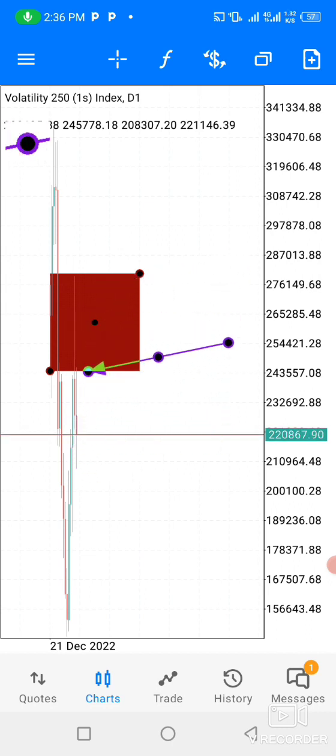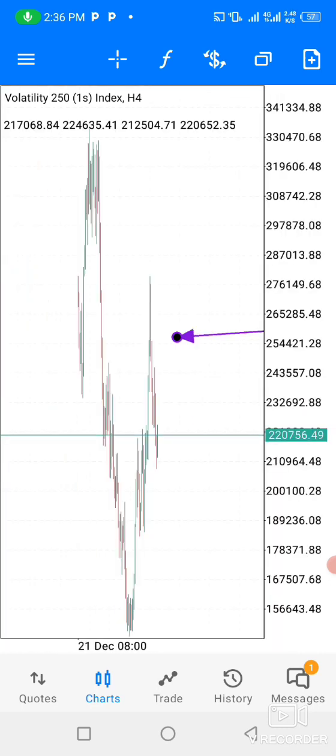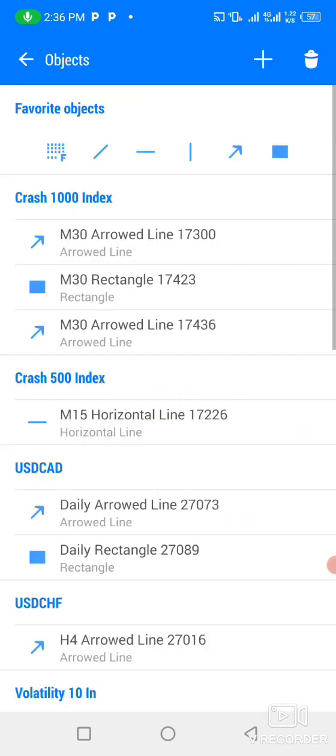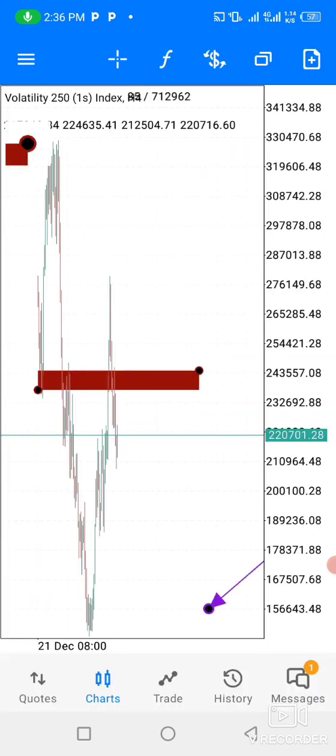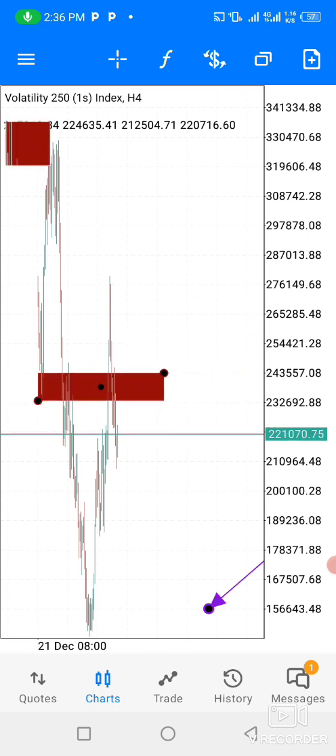So you see what is happening here. If you go to H4, you see that this market finds it difficult to go up. It's not going up, it's finding it difficult to go up. Rather, it is going down. They are going to drive this price downwards.